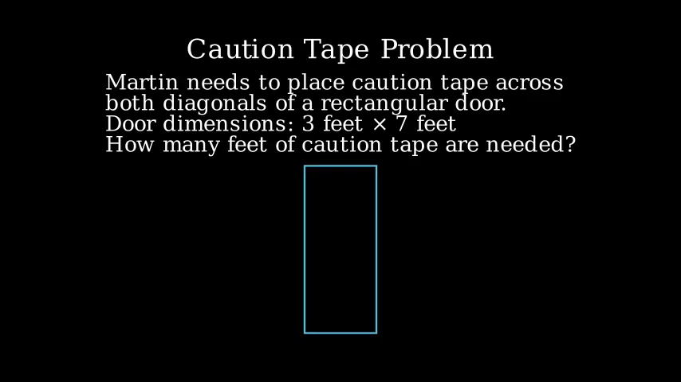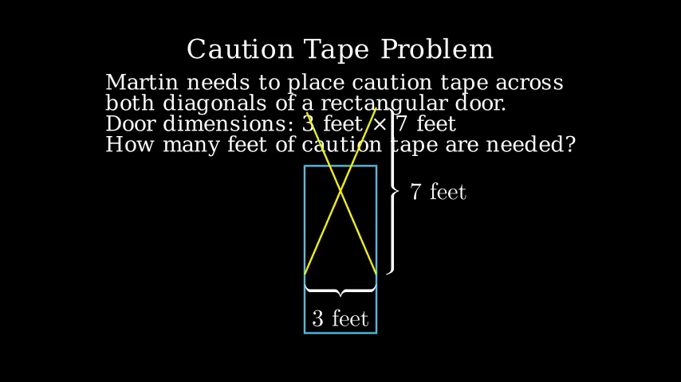Here's our rectangular door. It's 3 feet wide and 7 feet tall. Martin needs to place caution tape along both diagonals. To find the length of caution tape needed, we first need to calculate the length of one diagonal. We can do this using the Pythagorean theorem.